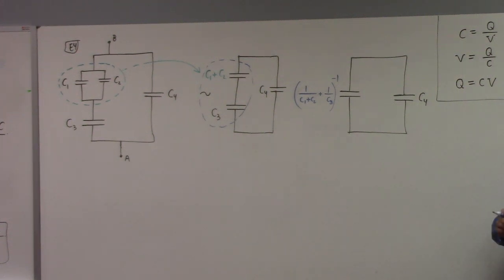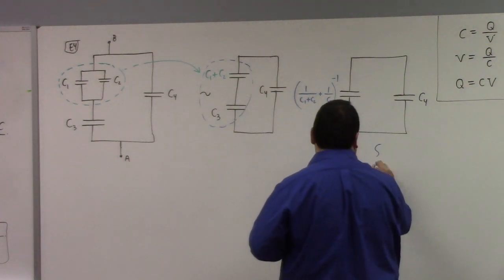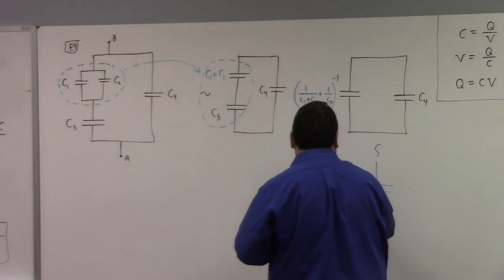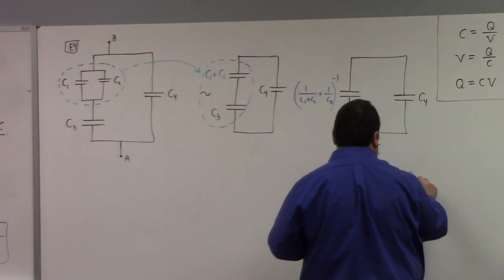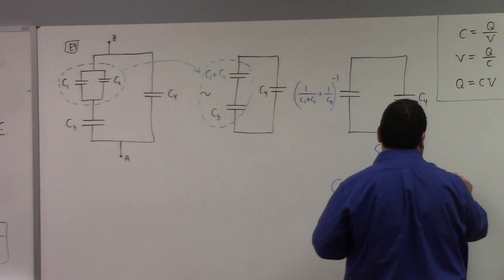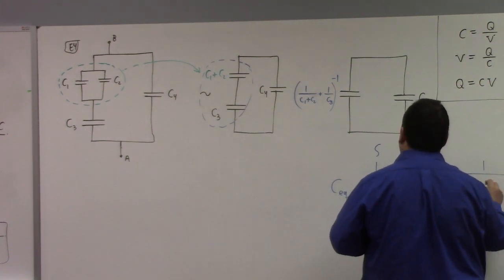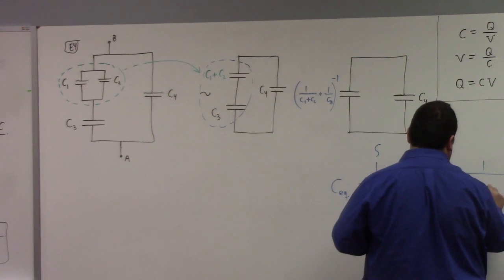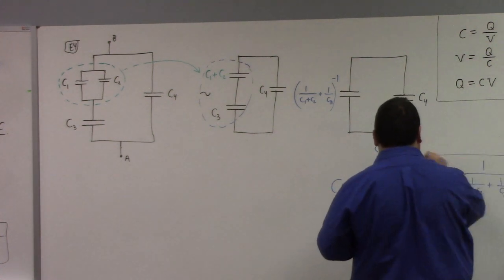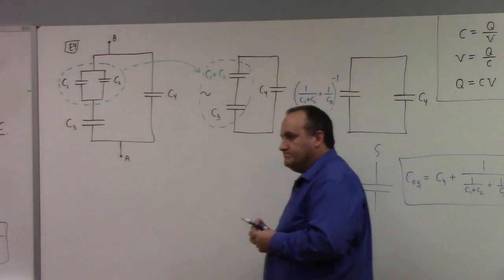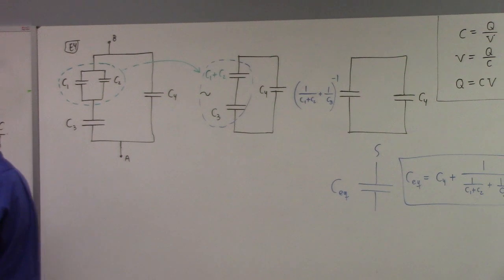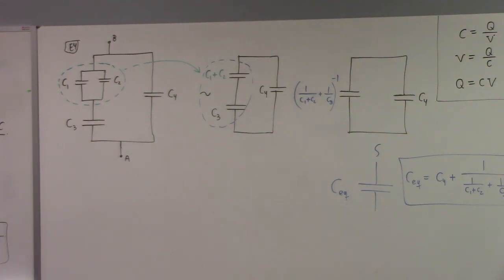And then the finishing blow here is easy, right? So this is the same as just one total equivalent capacitor with C equal to what? C4 plus 1 over C1 plus C2 plus 1 over C3. And there you go. That's how you do it. Just do it in steps, at each point replacing either a series or a parallel combination with the equivalent capacitance. Does this make sense? I hope.